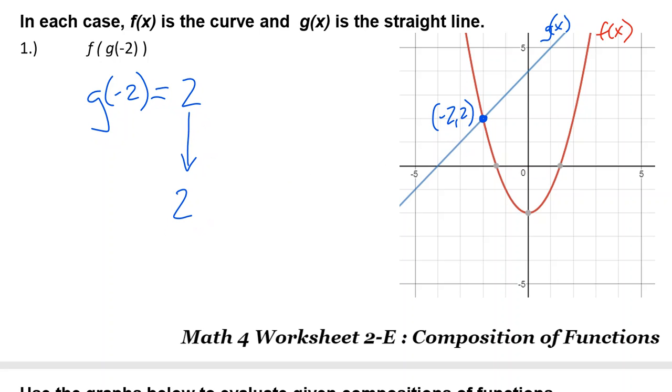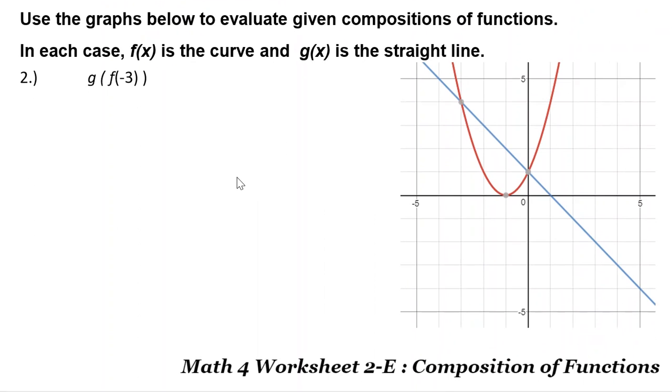And we're going to take that and feed it into the f machine. And so on the f curve, when x is 2, we are right there, which means 2, 2. And so that's what that one's going to look like. All right. Now let's move on to the next one.